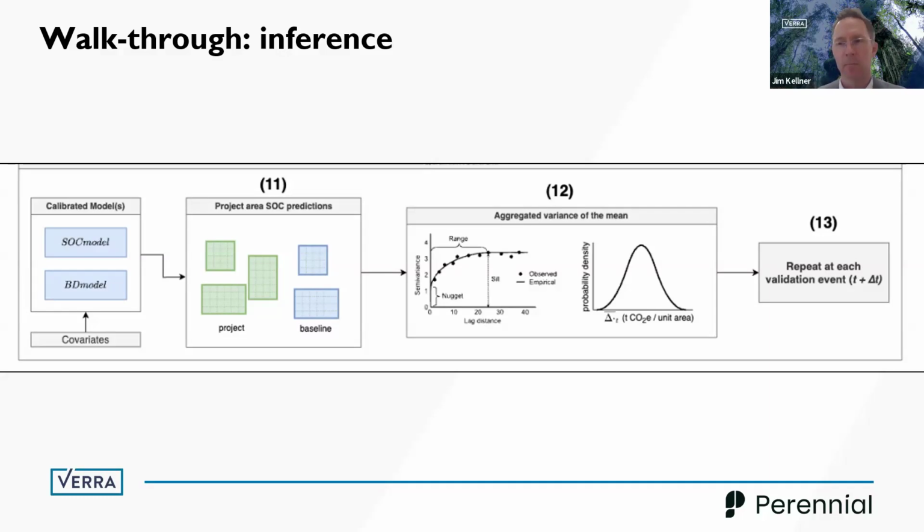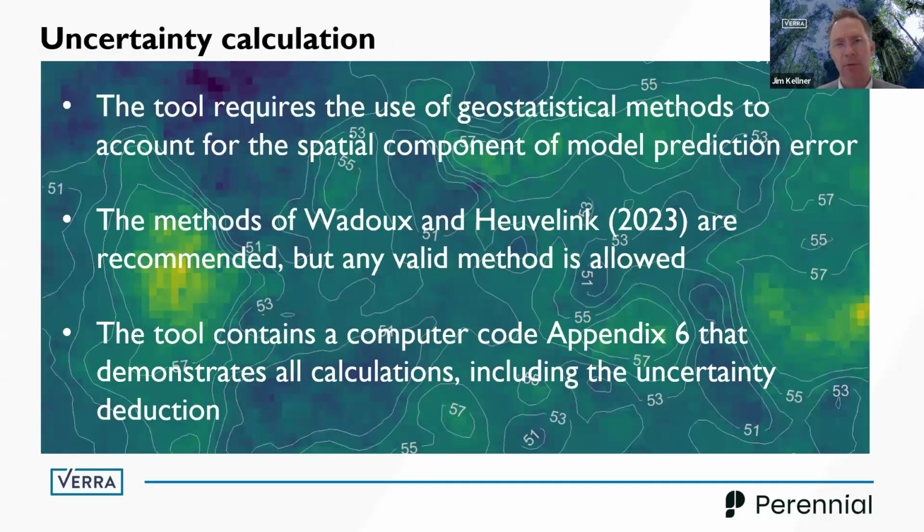Next slide, please. I want to emphasize that the tool requires the use of geostatistical methods to account for the spatial component of the model prediction error. We think this is really important, and we think it's a critical component of the rigor that the tool brings to VCS carbon programs. In the tool, we recommend the use of methods developed by Wadoux and Heuvelink, published in 2023, but we clarify that any valid method is allowed. We provide a link to the paper in the tool.